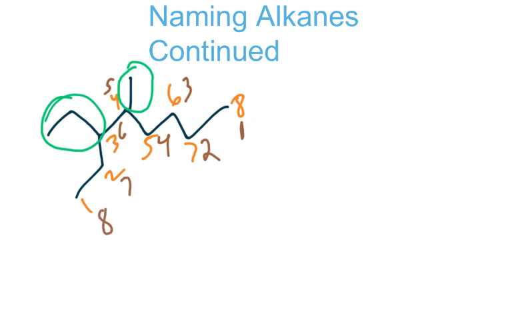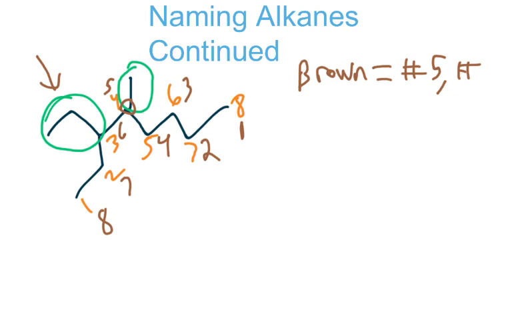Okay, which numbering is correct? Well, let's take the brown for example. At what carbon numbers do you have the substituents on? So for the brown numbering, we have a substituent on this carbon right here, which is carbon number 5 for the brown numbering, right? And we have a substituent right here, right? So what carbon number would that be for the brown numbering? That would be carbon number 6. So we have 5 and 6, all right?